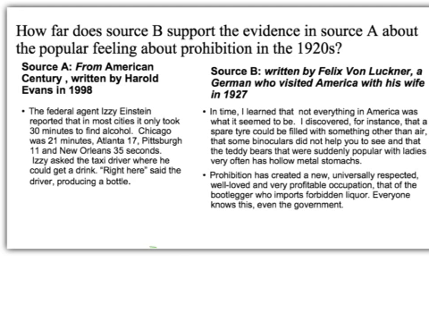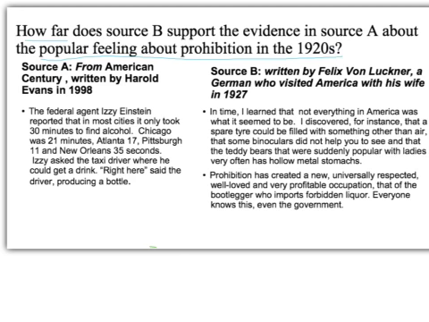So this is what a cross-reference question will look like. As you can see, you'll be given 2 sources that you have to compare, and you'll also be given the question. Now here it is asking how far does source B support the evidence in source A about the popular feeling about prohibition in the 1920s. So firstly, it is asking you to make a judgment about to what extent do they support each other. The focus of your question is the popular feeling about prohibition in the 1920s. So you are looking for clues about how people feel about prohibition.